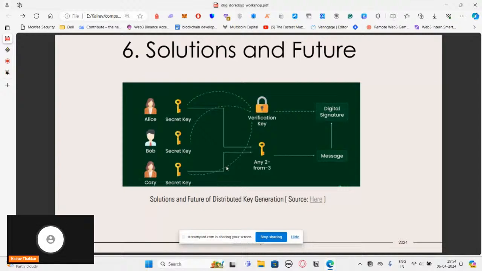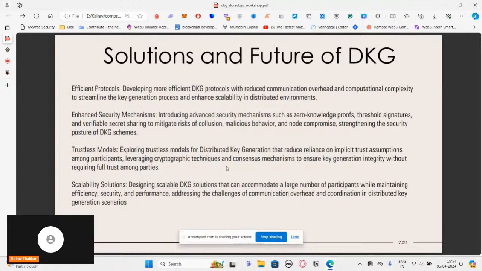Now, let's look at the solutions in the future of distributed key generation. We are going to have to design more efficient protocols that basically eliminate the communication overhead and computational complexity, and trustless models, even at the point of generation of those parts of keys, with enhanced security mechanisms like zero knowledge proofs. Zero knowledge proofs are a very interesting concept when we talk about blockchain technology and how things are going to go in terms of sign-in authentication on Web3 especially.